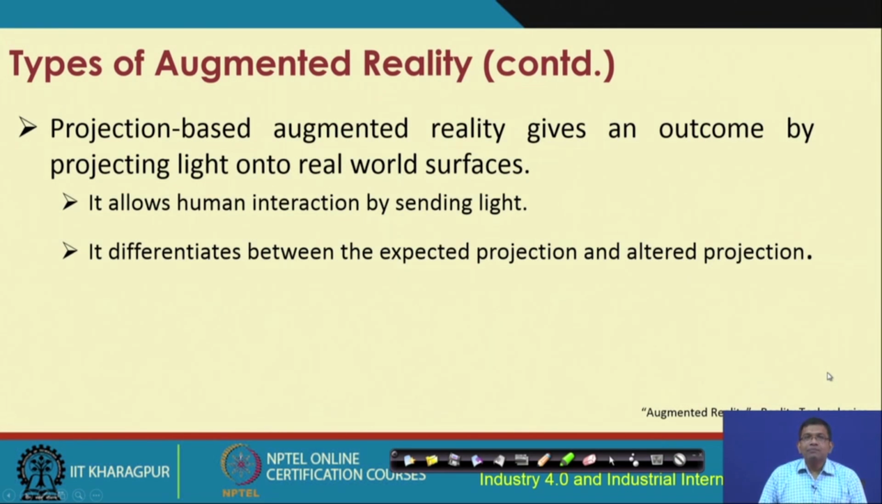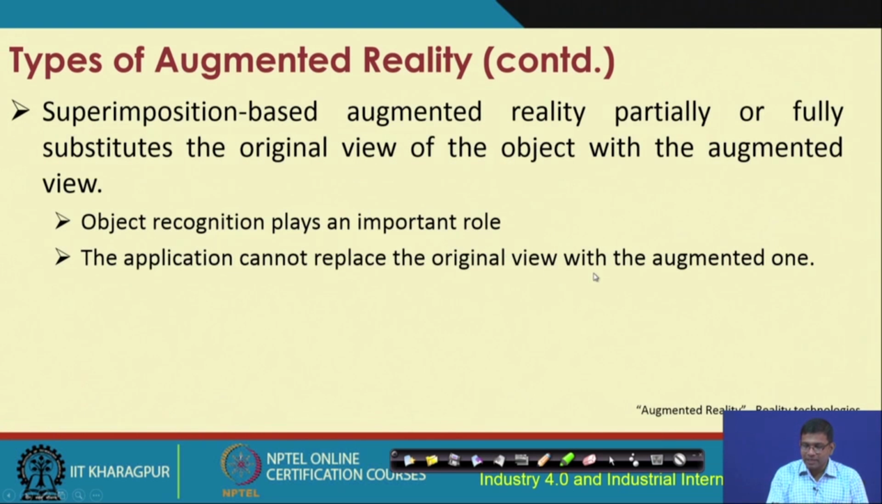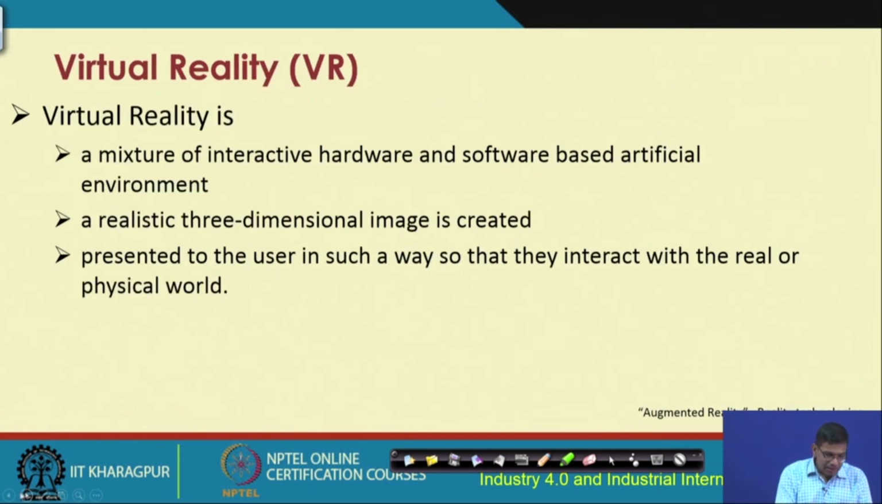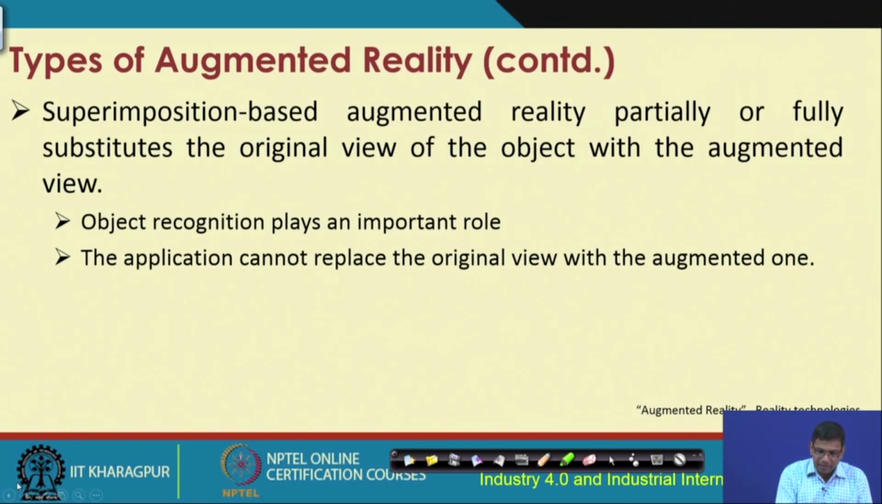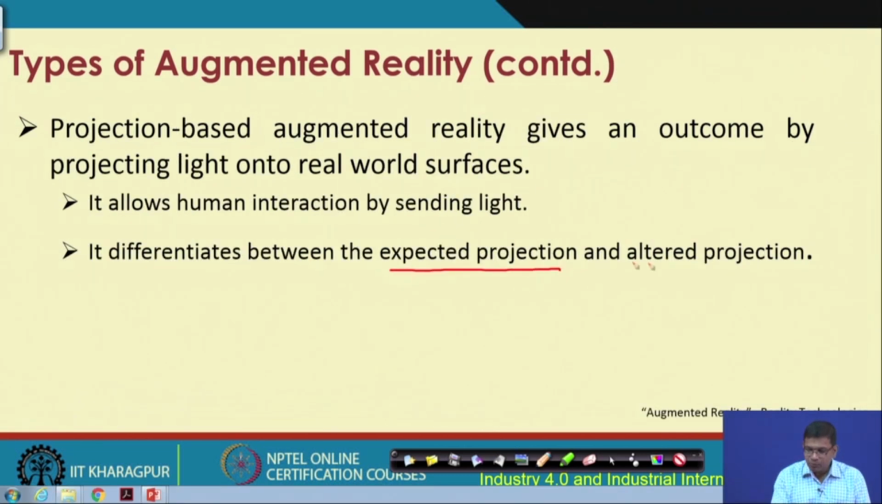Then we have projection based augmented reality, which gives an outcome by projecting light onto real world surfaces. It allows human interaction by sending light, and it differentiates between the expected projection and the altered projection. This differentiation is very important and is key to AR.